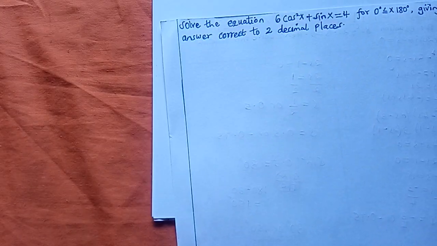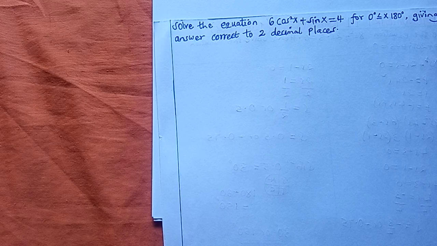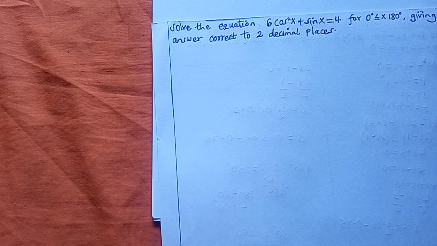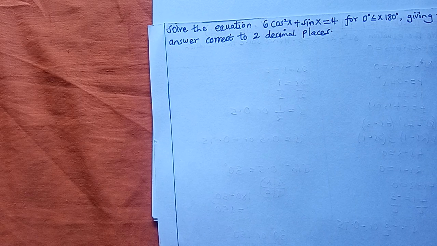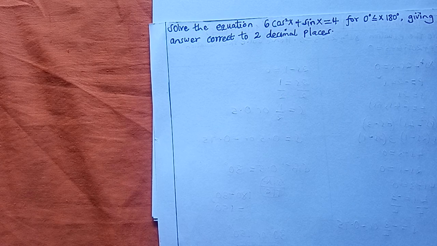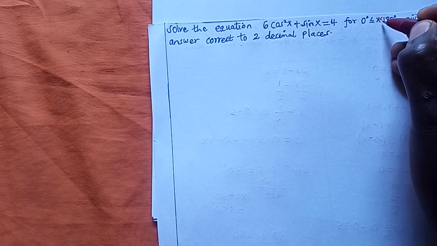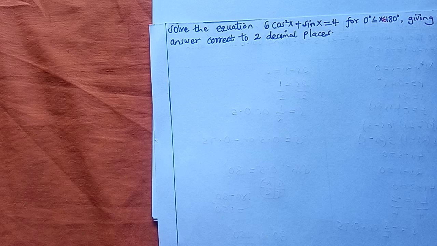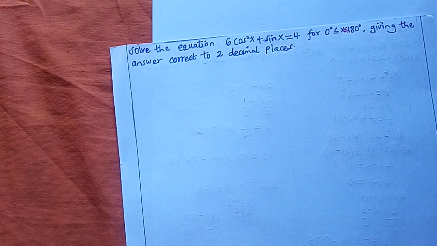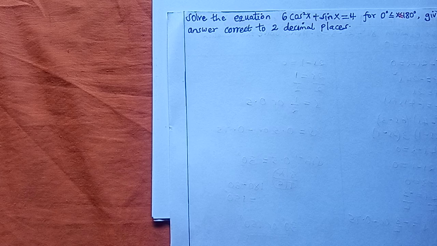Now let's move to the third question. The third question says solve the equation 6 cos squared x plus sine x is equal to 4, for x greater than or equal to 0, and the same x is in fact less than or equal to 180, giving the answer correct to 2 decimal places. Our final answer is going to be in 2 decimal places.